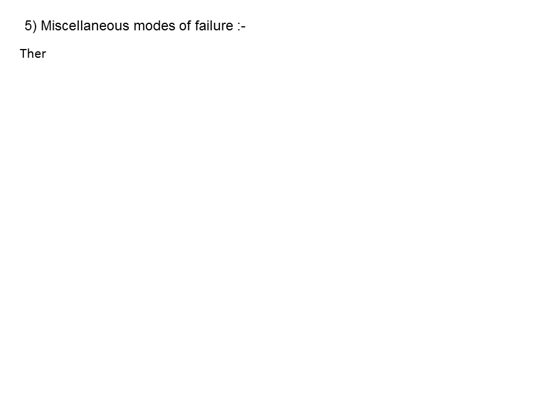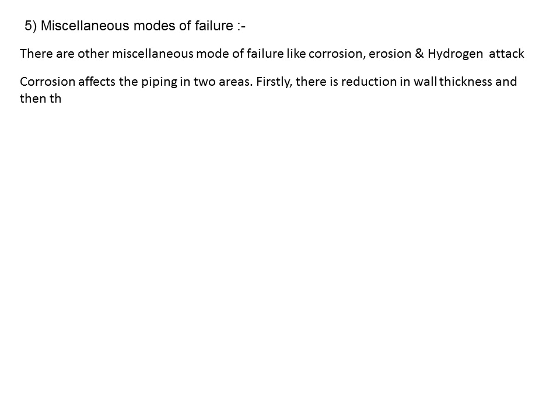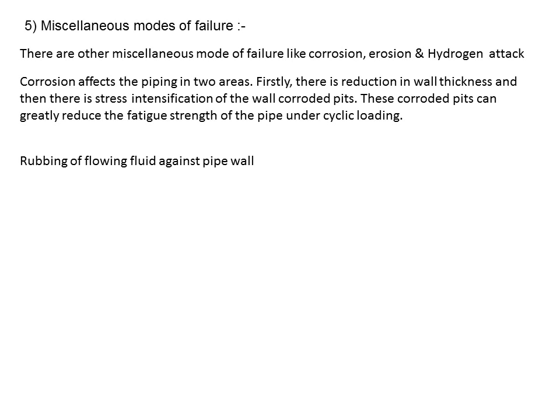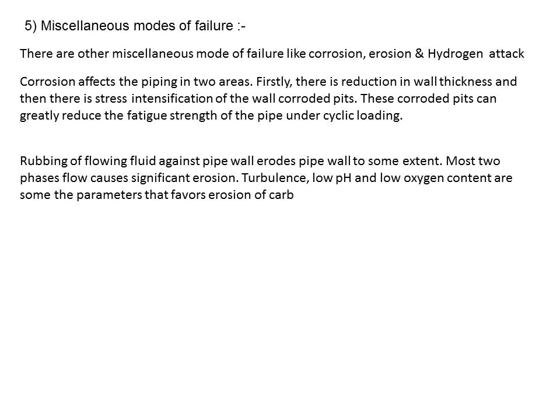There are some other failure modes like corrosion, erosion, and hydrogen attack. Corrosion basically affects the piping in two areas. First, there is a reduction in the wall thickness, and then there is a stress intensification at the corroded pits. These corroded pits can greatly reduce the fatigue strength of the pipe under cyclic loading. Rubbing of flowing fluid against the pipe wall erodes the pipe wall to some extent, and most two-phase flow causes significant erosion. Turbulence, low pH and low oxygen content are some other parameters that favor erosion of carbon steel pipes.